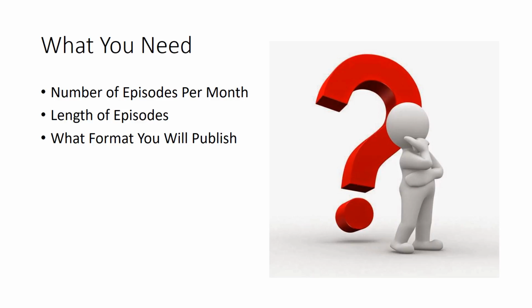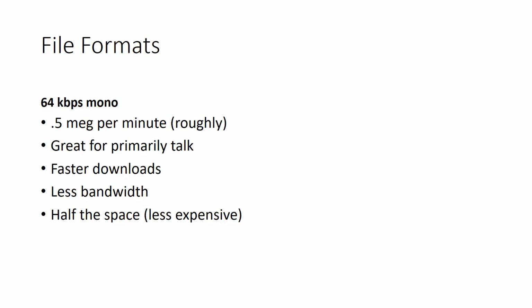There are two that are very popular. One is 64 kilobits per second mono, and this is roughly a half a meg a minute. It's great for primarily a talk show. So if you have a 10-second intro and the rest of it's talk, this would be great for that.